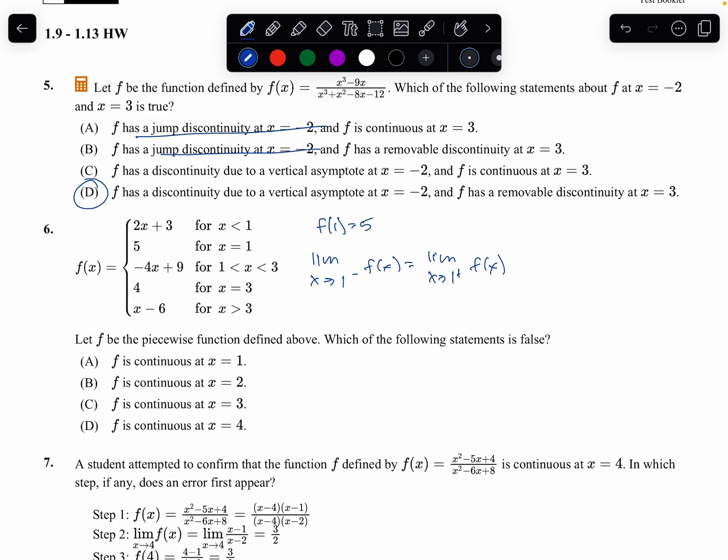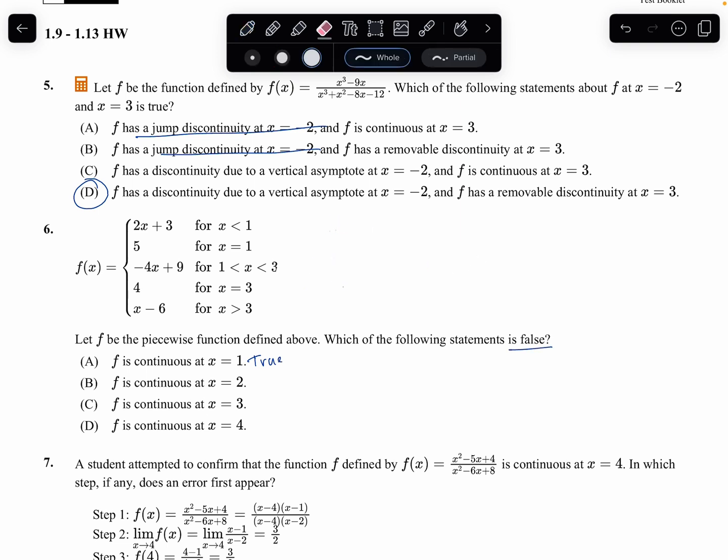So the limits also have to be equal to 5 from the left and from the right for it to be continuous. So if I plug in 1 right here, I get 5, so that means the limit from the left is 5. And then if I plug in 1 right here, that's -4 plus 9, that's 5. So I think we're continuous at x equals 1. So this is true. But we're looking for what is false.